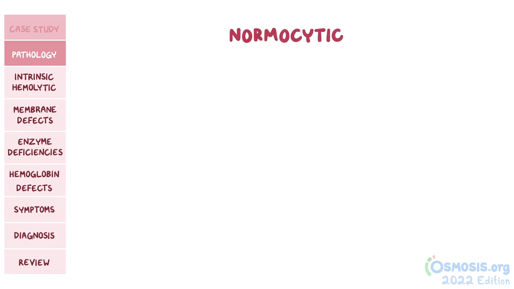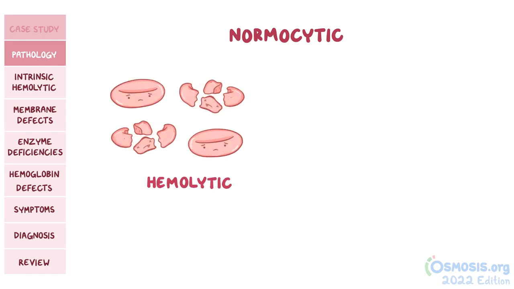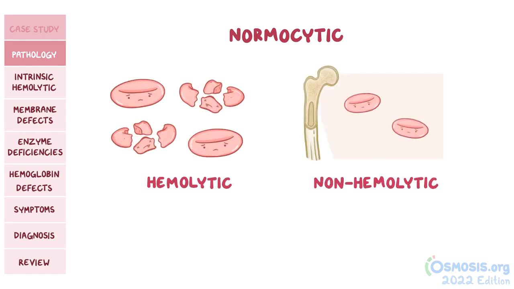Normocytic anemias can be further classified as hemolytic when there's increased destruction of RBCs, or hemolysis, and non-hemolytic when there's decreased production of RBCs from the bone marrow.